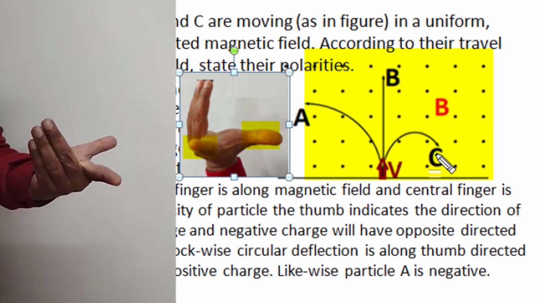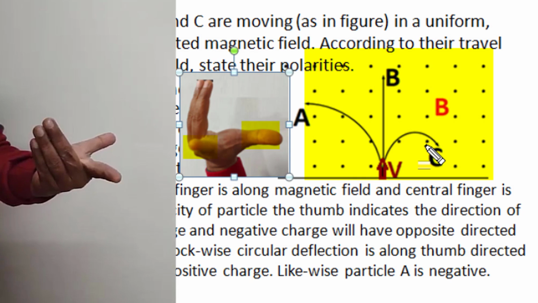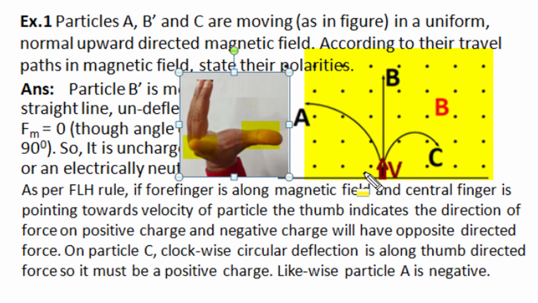That means this C particle is a positive particle, and for A particle the direction of force is opposite to this thumb direction obtained for positive direction motion of the particle. So this A must be a negatively charged particle, and it would have a force opposite to the direction of this positive direction force. So particle C is positively charged and particle A is negatively charged.